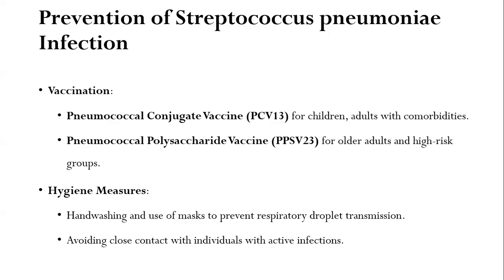Now, how can we prevent pneumococcal pneumonia? So for this, vaccination is very, very important. There are two vaccines for pneumococcal pneumonia. One is the pneumococcal conjugate vaccine, which is PCV13. This is usually administered in children or adults with comorbidities. And another is the pneumococcal polysaccharide vaccine, which is PPSV23, for older adults and high-risk groups.